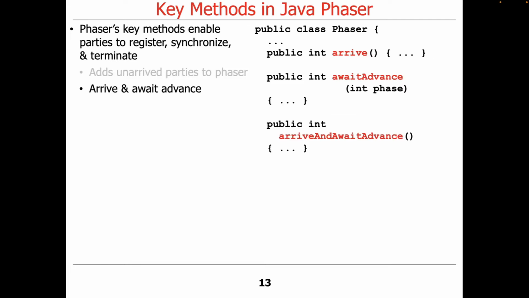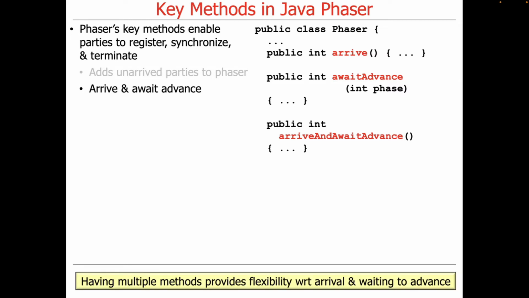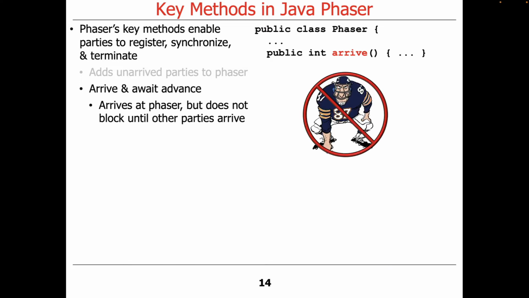Then there's also a bunch of methods to arrive and await advance. And this is a little confusing at first. The reason why there's multiple methods here is it gives flexibility with respect to arrival and waiting to advance. And we'll see that when we look at some of the case study stuff shortly. So there's arrive, await advance, and then there's arrive and await advance, which combines these 2 things. So let's start by talking about arrive.